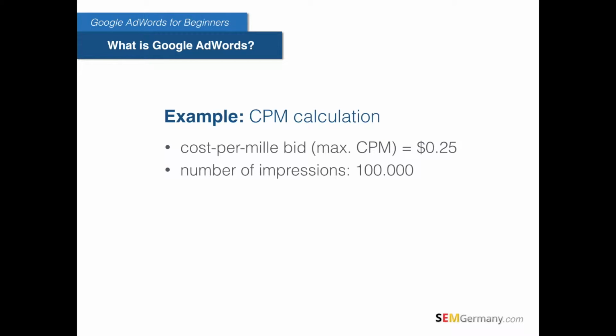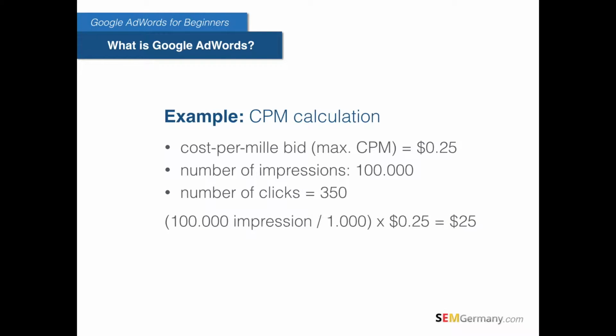Your ad receives 100,000 impressions and you get 350 clicks to your website. In order to calculate the maximum cost for this example, you divide your 100,000 impressions by 1,000 because you pay per 1,000 impressions, and then multiply this number by your maximum CPM. In this case, it's 25 cents. So the result is a total of $25.